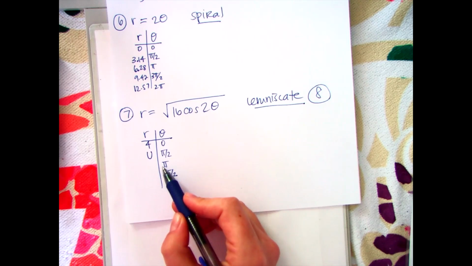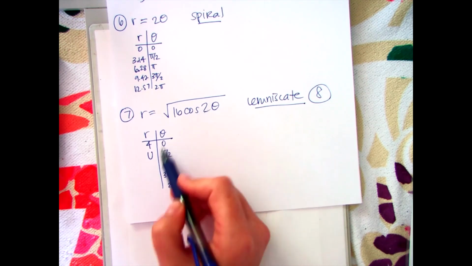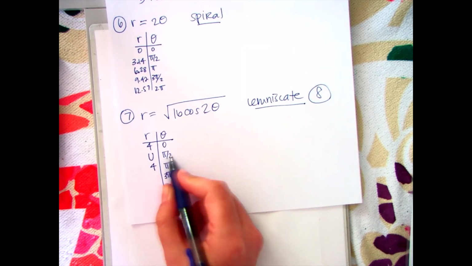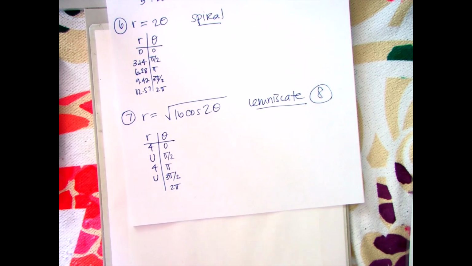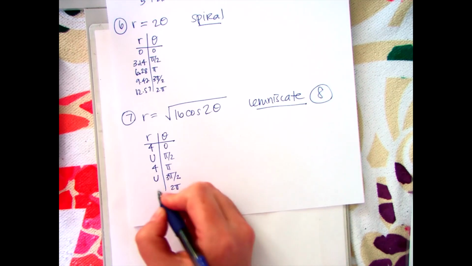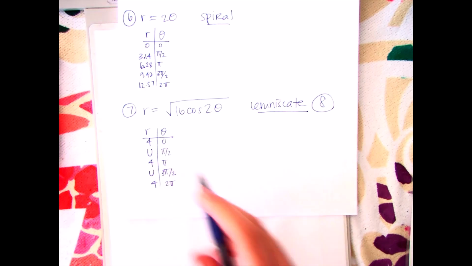If we plug in pi, cosine of 2 pi is the same as 0, so we're going to get 4. 3 pi over 2 has the same x-coordinate as pi over 2. Again, it's undefined. Sorry, I got distracted. And then we're back to a 4 again. We're ending in the same spot.